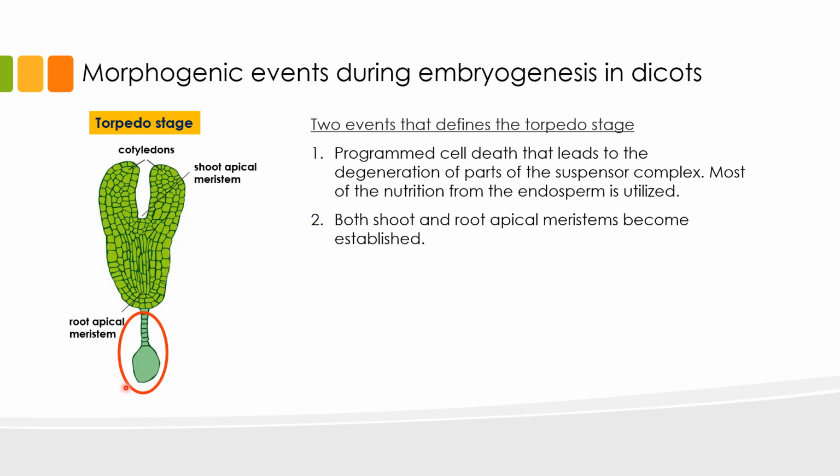In this illustration in the left, we have the shoot apical meristem here and the root apical meristem in this region of the embryo.